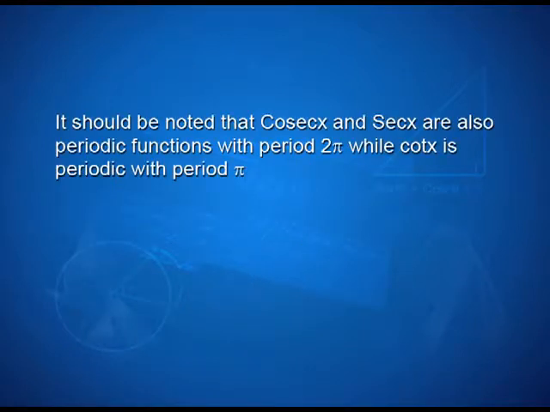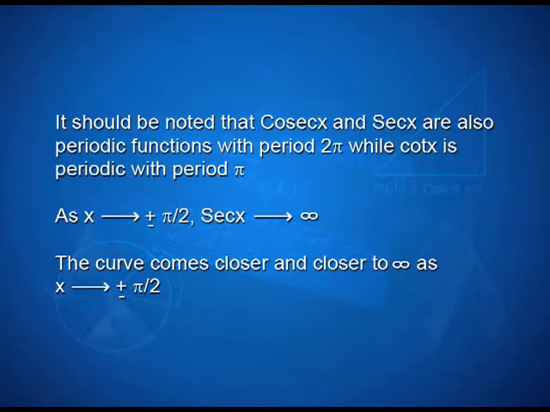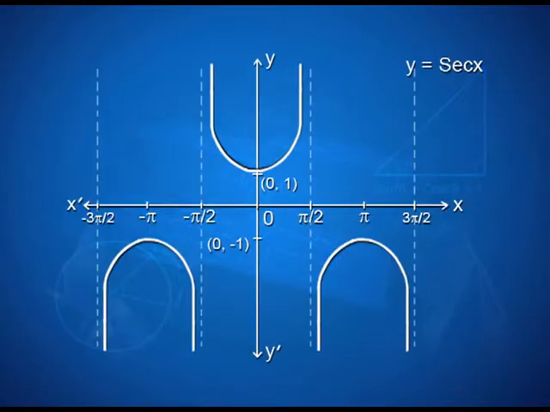It should be noted that cosec x and sec x are also periodic functions with period 2 pi, while cot x is periodic with period pi. As x tends to plus or minus pi by 2, sec x tends to infinity. So, the curve comes closer and closer to infinity as x tends to plus or minus pi upon 2. The graph of the function y is equal to sec x can be drawn in this manner with X dash O X as x axis, Y O Y dash as y axis.